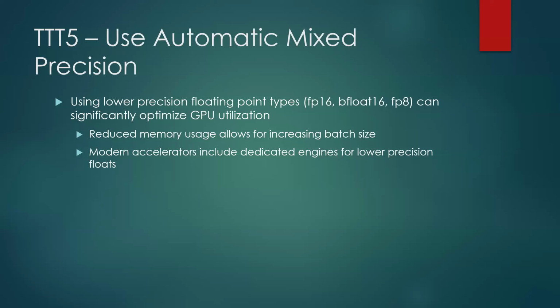TTT5, use automatic mixed precision. Using lower precision floating point types can significantly optimize GPU utilization by both reducing memory usage, allowing for increasing the batch size, and by utilizing Tensor Core engines that are programmed specifically for lower precision floats.